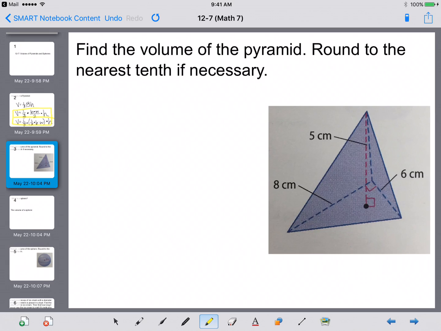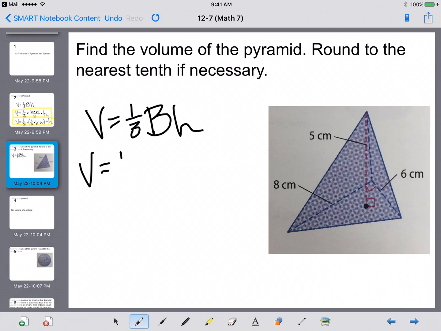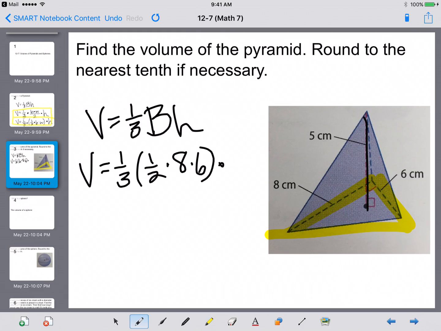So we have an example here. Find the volume of the pyramid. Round to the nearest tenth if necessary. So our volume is 1/3 times the area of the base times the height. So it's 1/3. The area of our base here will be 1/2 times 8 times 6. Okay, because that's our base. So 1/2 times 8 times 6, and then times our height of 5.